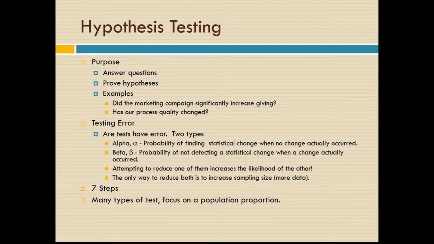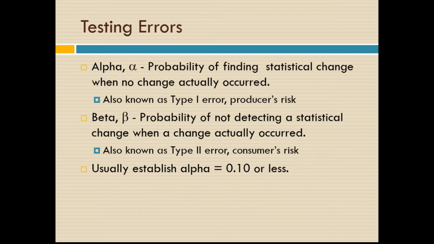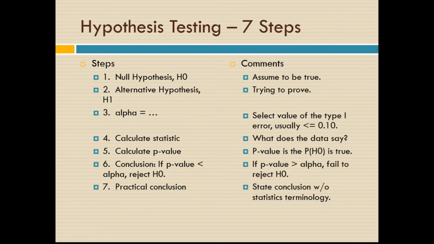Okay, in this video, we discuss the 7 steps of hypothesis testing, and then briefly talk about, again, there are many different statistical tests. We're going to focus on one, and that is inferring something about the population proportion from a sample. So here are the 7 steps. I have those in 2 columns. The column on the left tells you what the 7 steps are, and the column on the right has some additional comments about those.